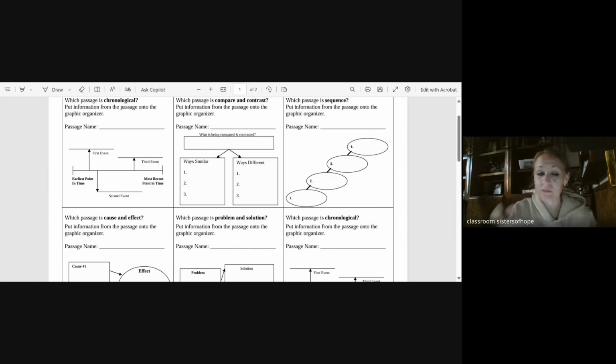Passage number 6, screen protector. So that one would go, number 5 would go in the cause and effect. And where it says first, second, third, fourth, those are all the reasons. Those are the causes. The effect was the Great Recession.